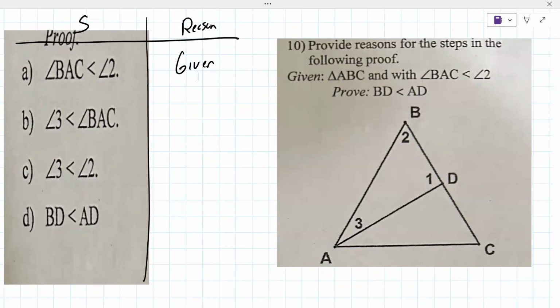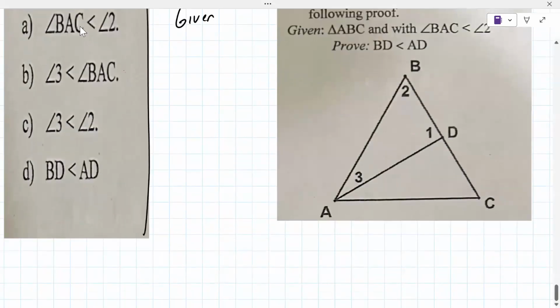Could it be related to the protractor postulate? I couldn't tell you. Maybe ask your instructor. The next one's pretty clear from B to C. If you were to combine A and B, you would see that angle 3 is less than angle BAC is less than angle 2, and it's the transitive property. If 2 is bigger than BAC and BAC is bigger than 3, then 2 must be bigger than 3.